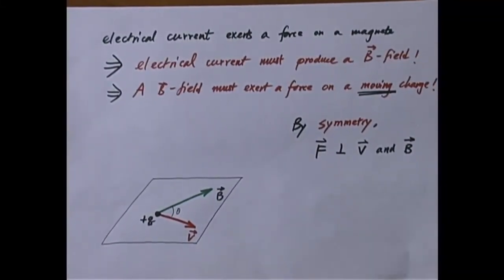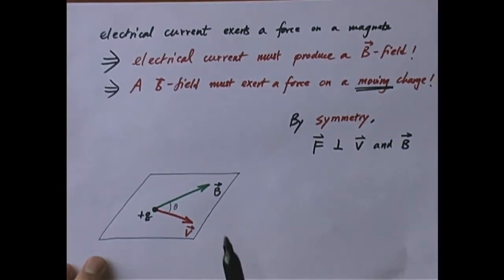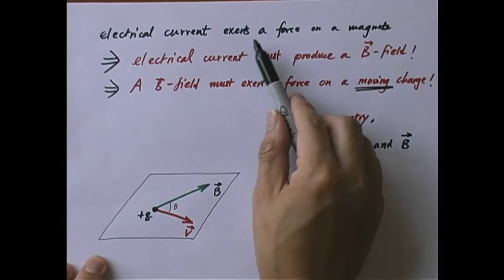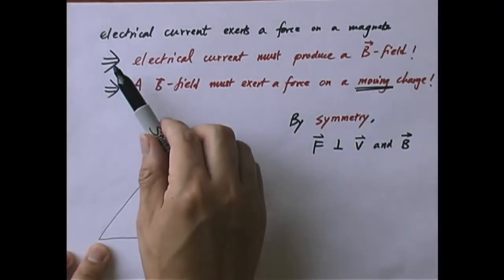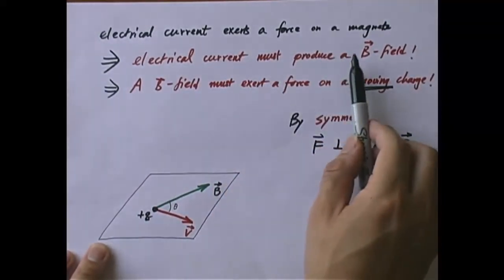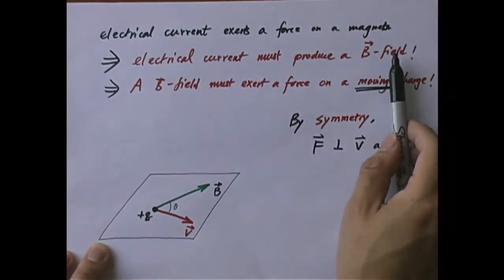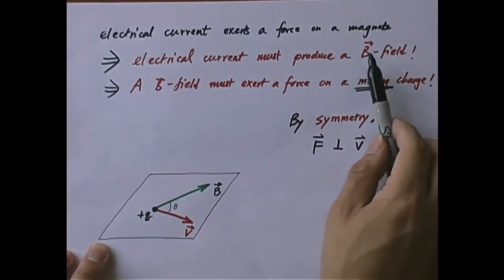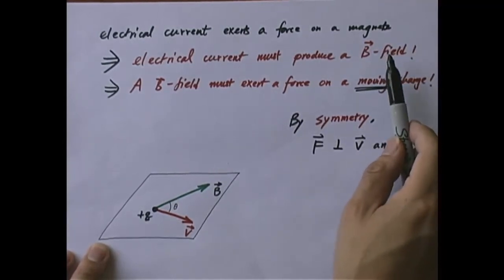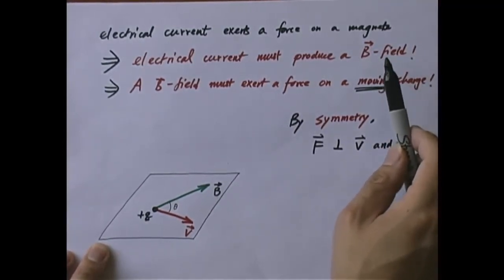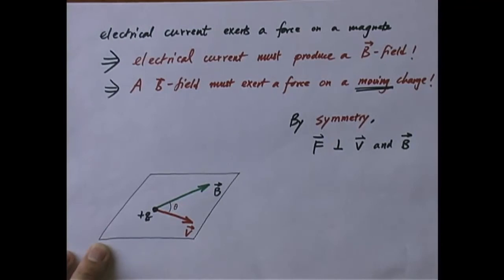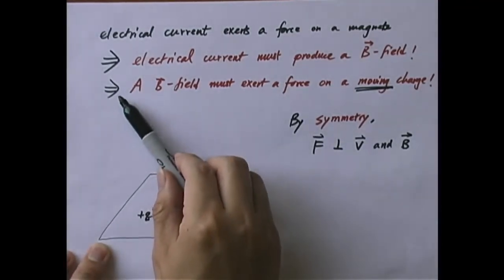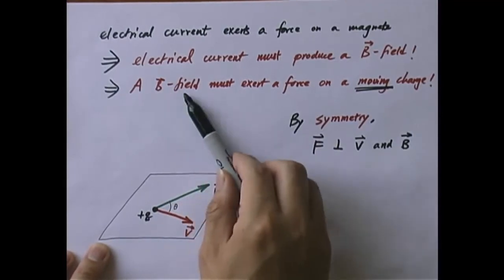And here is, therefore, our conclusion. An electrical current, sometimes we just call it current, exerts a force on a magnet. This is from our discovery. And that necessarily means an electrical current must produce a B field. B field means magnetic field, just like E field means electric field. By producing a B field of its own, the electrical current will interact with the B field produced by the compass, and these two B fields interacting with each other will cause a force between the compass and the charge-carrying current.